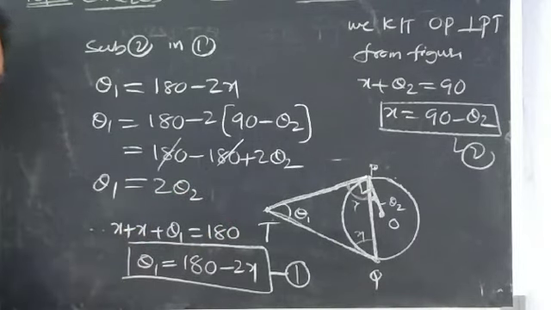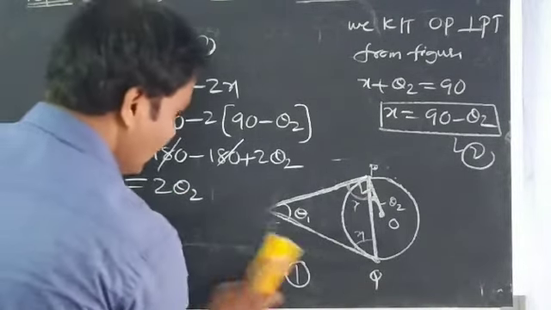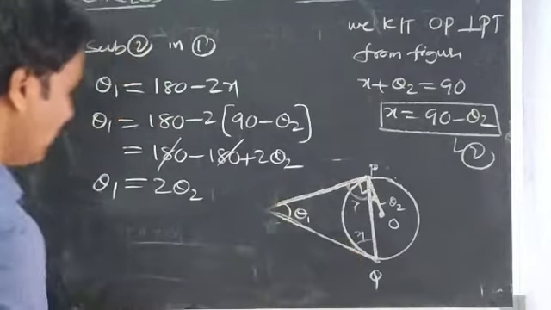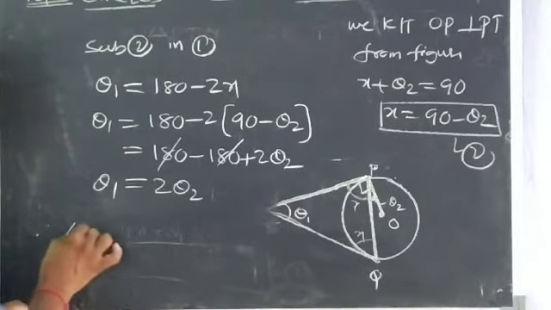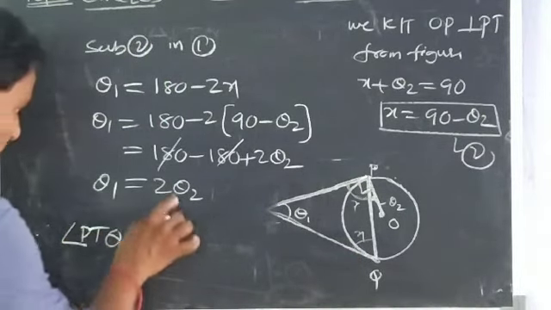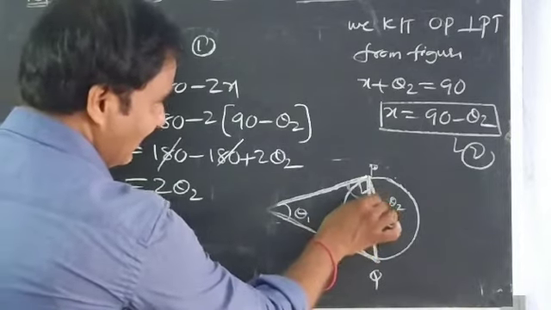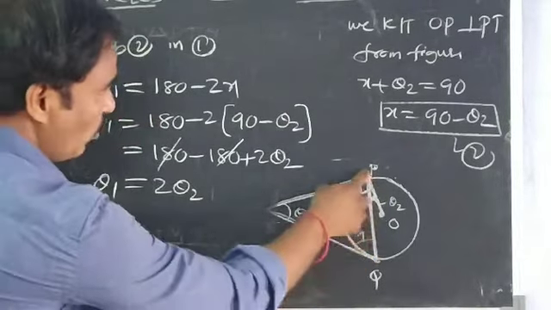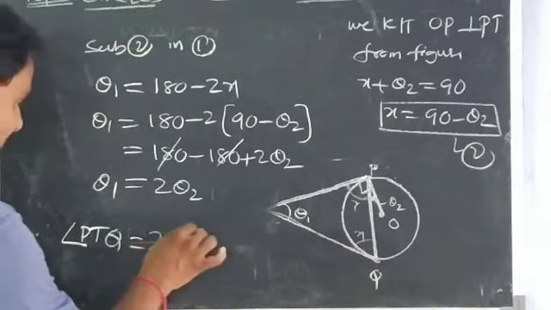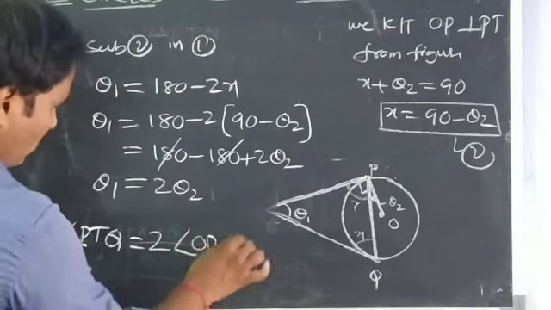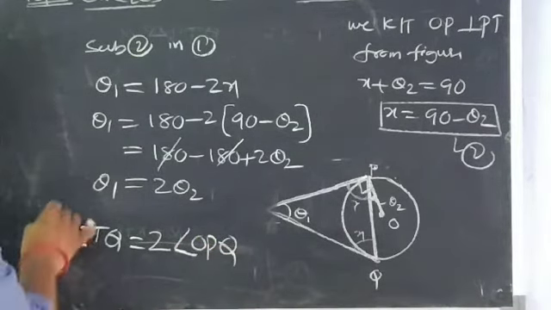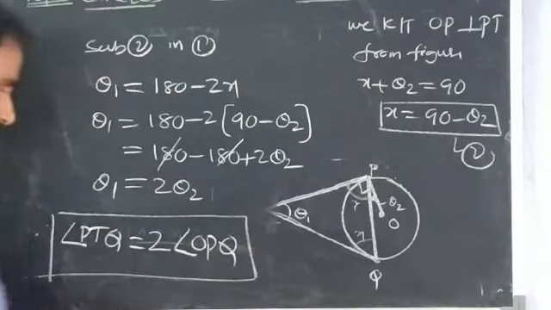This is theta 1. Right? Now see what is theta 1? Angle PTQ. Therefore angle PTQ is equal to, what is theta 2? This angle. What is theta 2? Angle OPQ. Twice of angle OPQ. That's all.